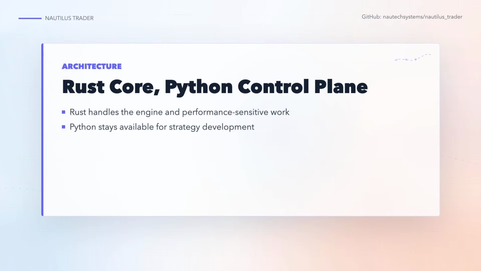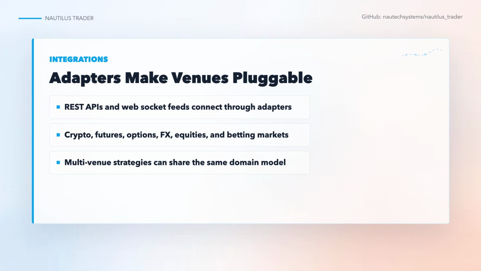The architecture is practical. Rust handles the compiled engine, type safety, concurrency, and the parts where speed and correctness matter. Python acts as the control plane for strategy logic, configuration, and orchestration. That lets a quant work in Python without pretending that every part of a live trading system should be a Python script.